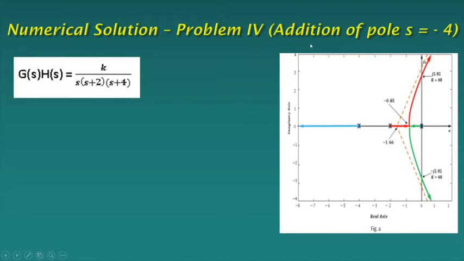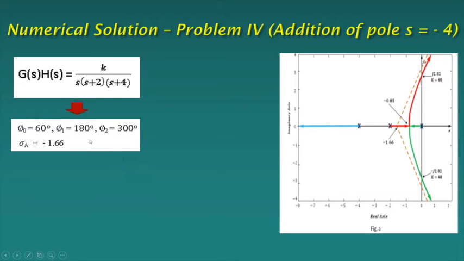Numerical solution, problem 4. Addition of poles, one equal to minus 4. Then taking G(s)H(s) equal to K divided by S into S plus 2 into S plus 4. So this is S equal to 0, another pole is S equal to minus 2 and this is minus 4. Then we know that the number of asymptotes is 3 because P minus Z equal to 3.